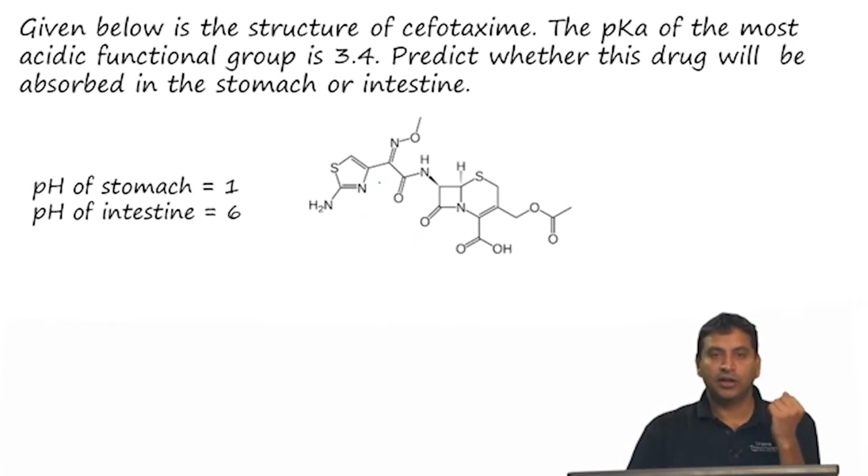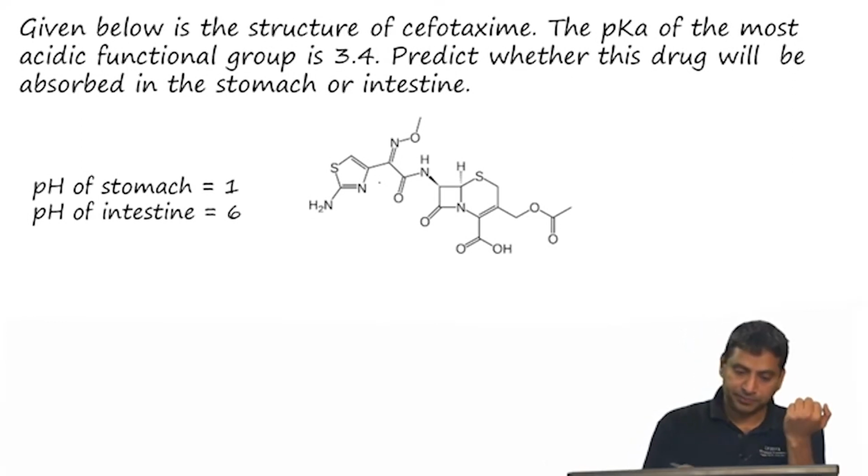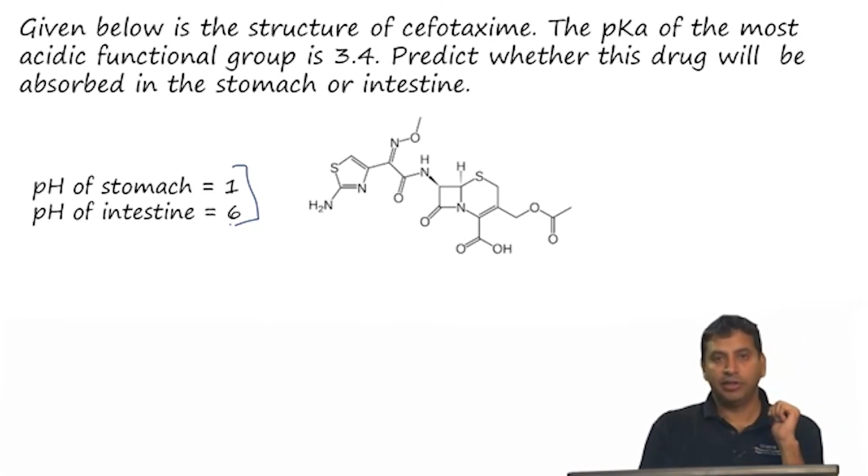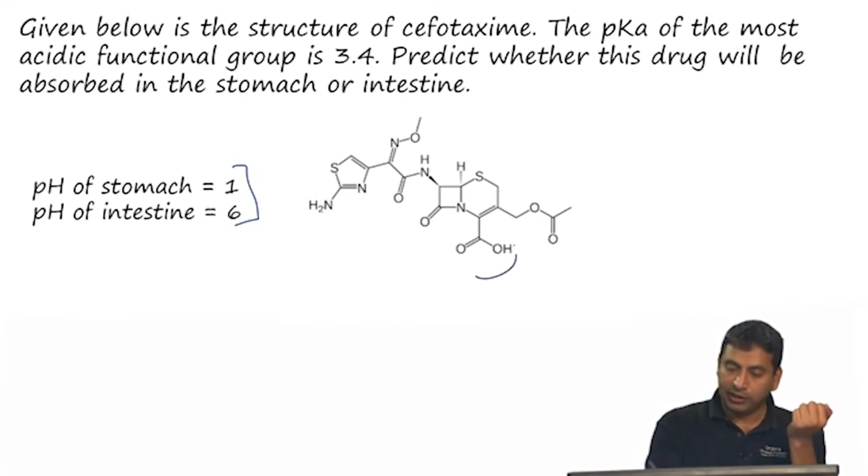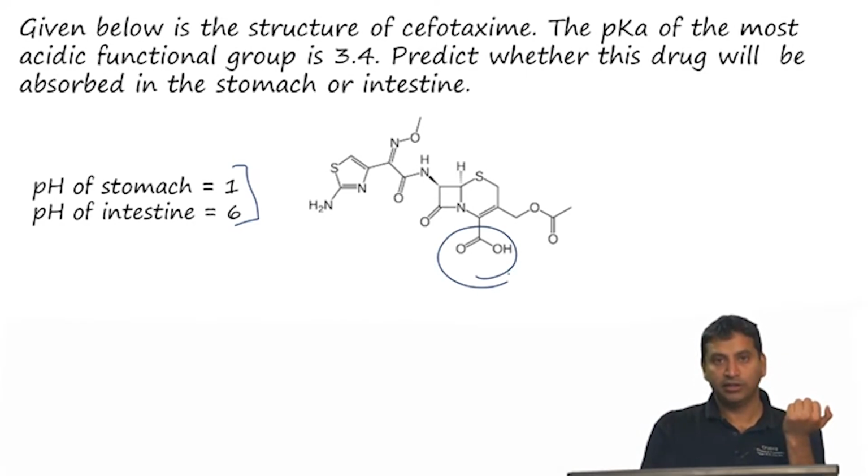So, the next question is, given below is the structure of ceftoxamine, which is an antibiotic. The pKa of the most acidic functional group is 3.4. Okay. Question is, predict whether this drug will be absorbed in the stomach or in the intestine. So, we already looked at the pH of stomach to be 1 and the pH of the intestine to be around 6. Okay. So, the pKa of this molecule is 3.4, and we would expect that this carboxylic acid would be the most acidic functional group, and therefore the pKa of this functional group would be 3.4.